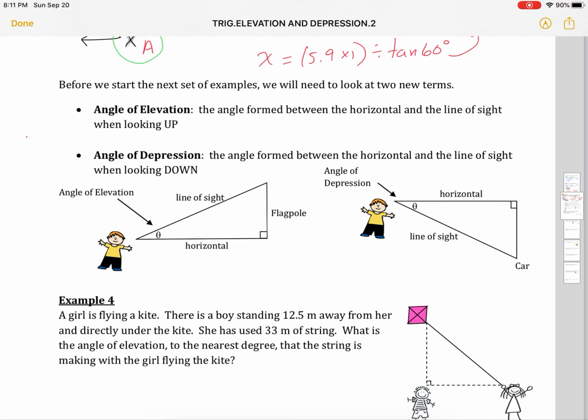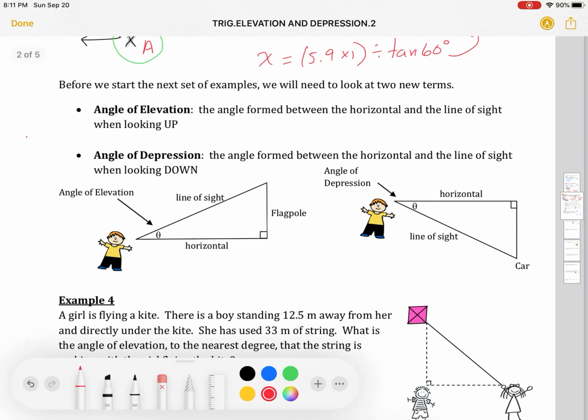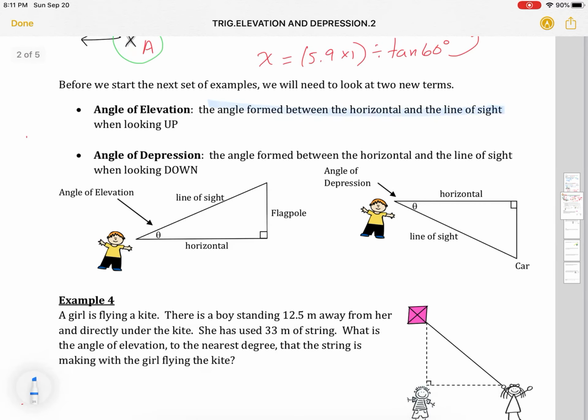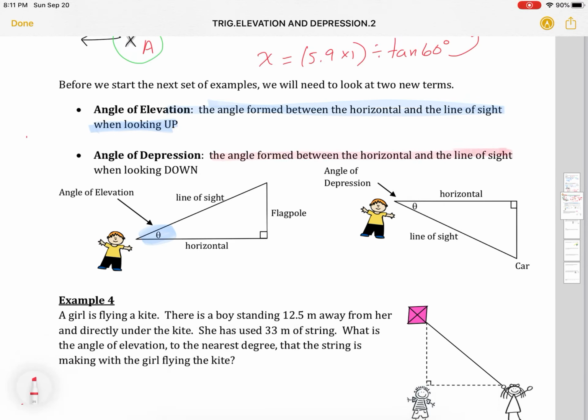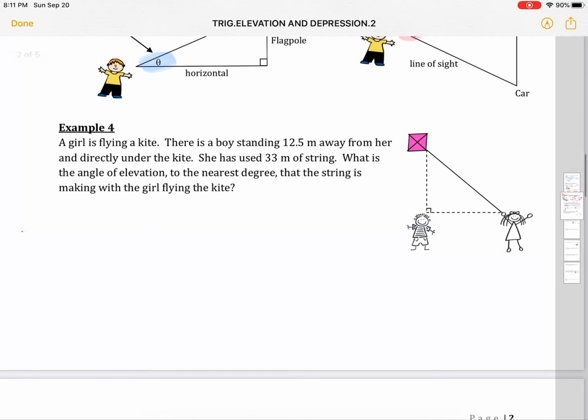Now, before we start the next set of examples, we're going to review what we talked about this morning with angles of elevation and depression. The angle of elevation is the angle formed between the horizontal and the line of sight when looking up. So it's right here. And the angle of depression is the angle formed between the horizontal and the line of sight when looking down. So it's still with the horizontal. It just helps you identify where to put that angle, so don't let it freak you out.